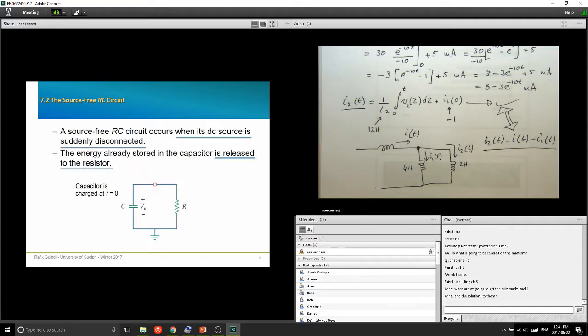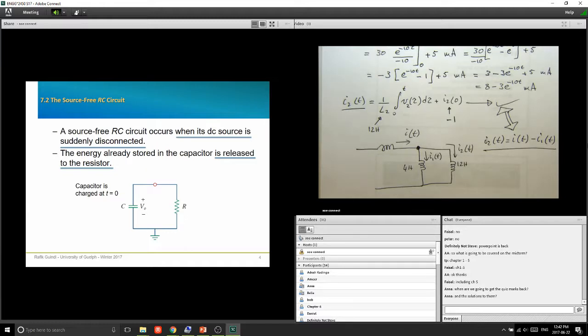So the energy already stored in the capacitor is released to the resistor. Do you see that? Remember when I told you that if you have a capacitor in a circuit, at some point in time, it can take energy and store it within itself, within the capacitor. And that's why we call it an energy storage element.